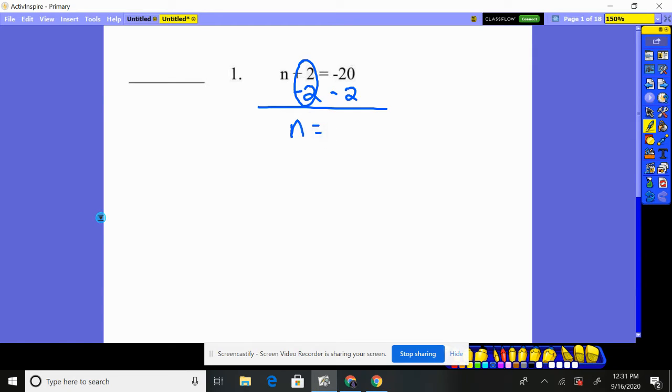N is equal to negative 20, take away 2. Negative 22 is the answer to number 1. So in the blank, you can put negative 22 for number 1.